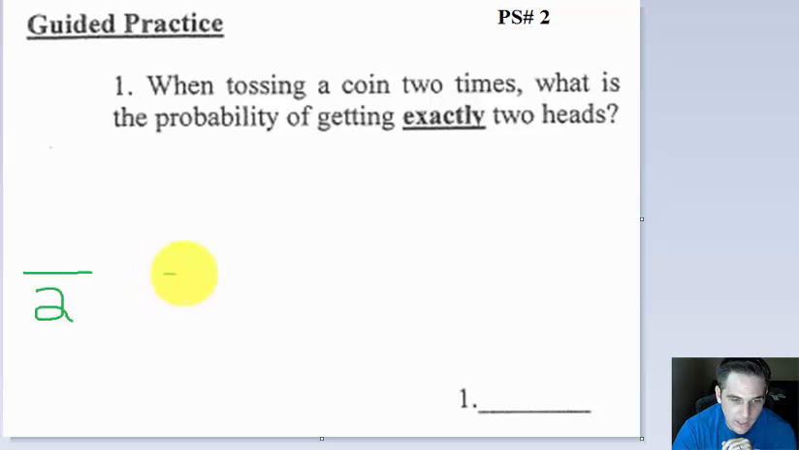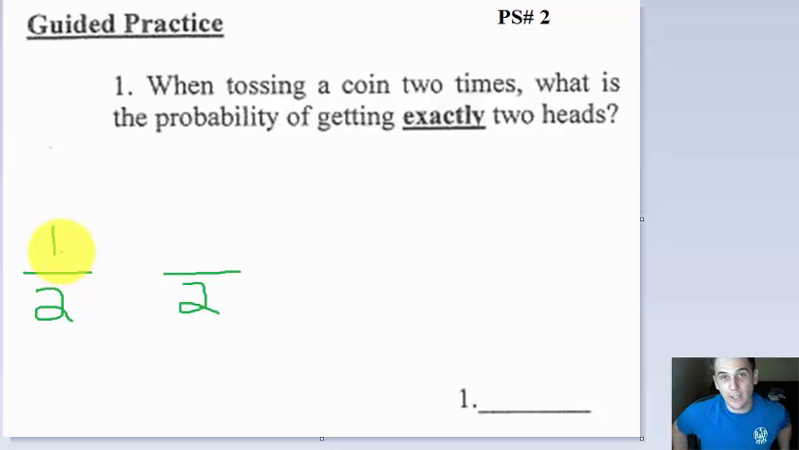So let's do another fraction. And when you flip it the second time, you still only have 2 choices, 2 options, heads or tails. So the denominator is also a 2. Now the numerator, what is the probability of getting exactly 2 heads? Before we can find that final probability, let's look at the first coin. The first coin, I have 2 possible choices. Only one will give us heads, right? So that's what the numerator is.